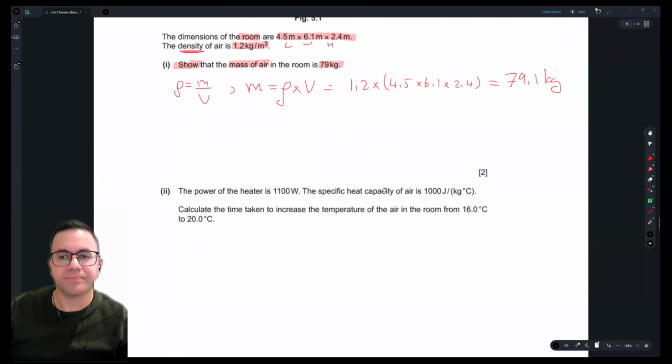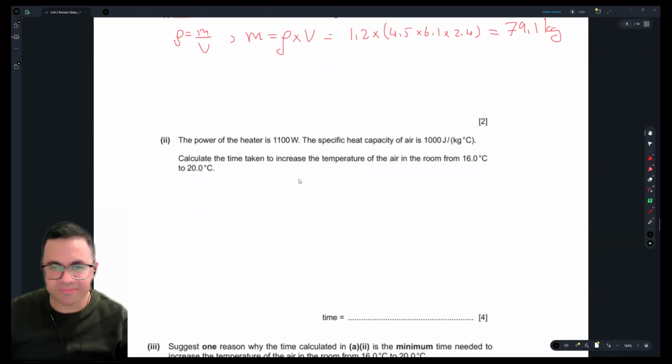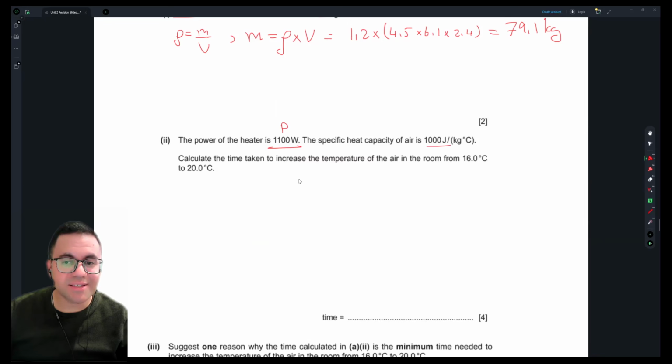Okay, next. Remember, now we have the mass. It's a value. Even if you couldn't get this, it's a value that you have. The power of the heater is 1,100 watts. So you have the power. Specific heat capacity is 1,000 joules per kilogram. Calculate the time taken to increase the temperature from 16 to 20.